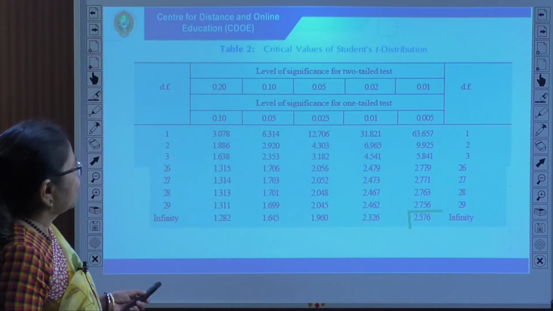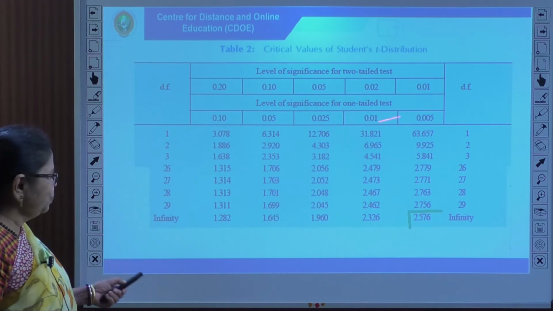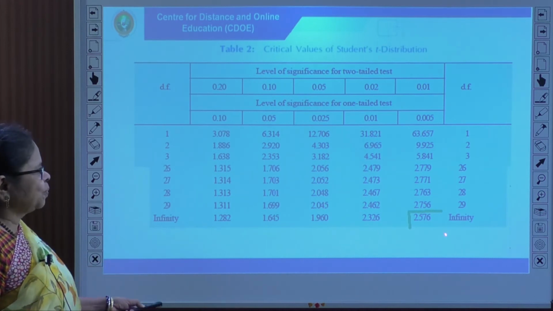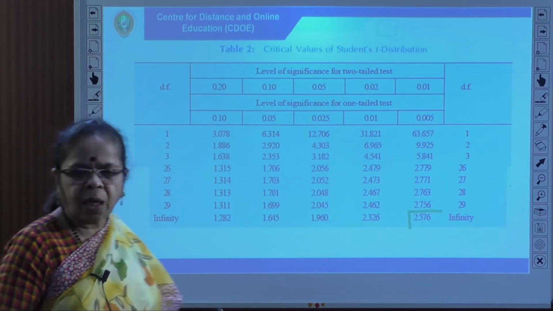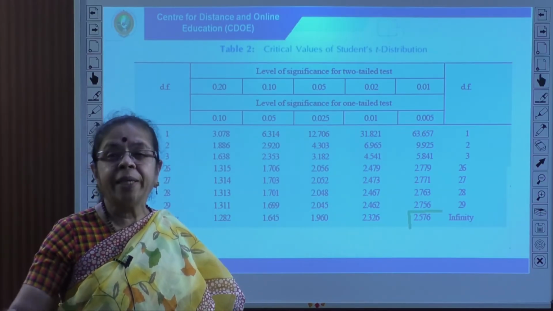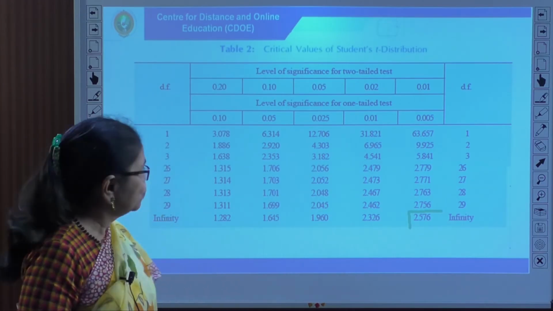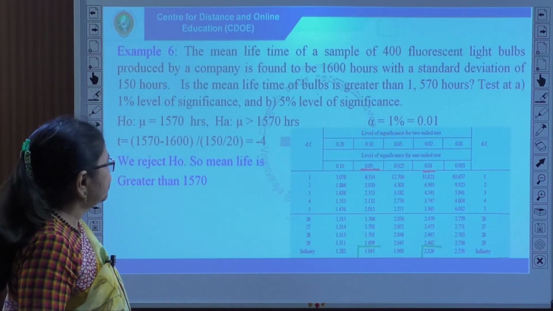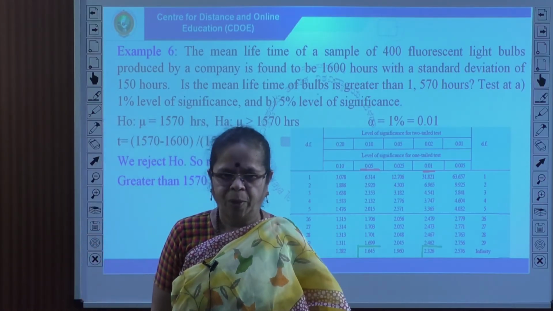See here, it is also called the student's t distribution. It goes up to infinity. So, when do you use this infinity value? When the sample size is very large, 1000, 2000, 10,000, 20,000, you can use these values, no problem. Okay.